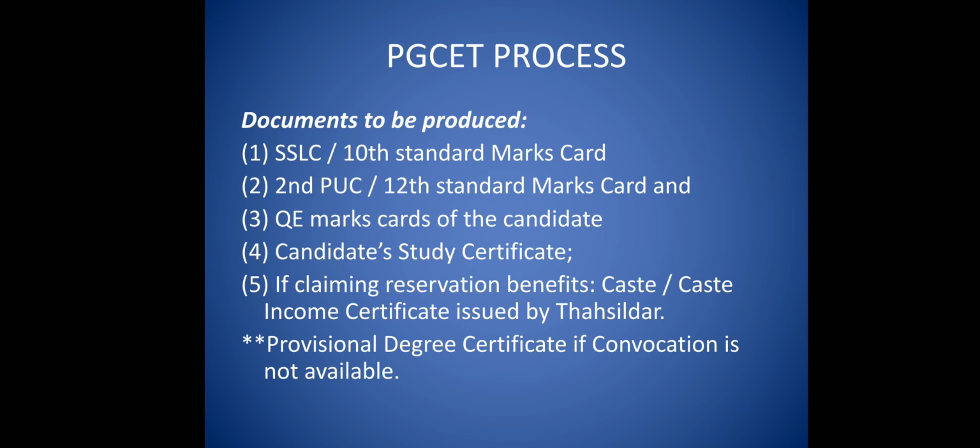Next, if you are claiming any reservation benefits, for example, you are applying for any caste reservation, OBC quota is there, general OBC is there, SC ST is there, category 1 is there, 2B, 3B, like that we have so many reservations. So if you want to claim any reservation benefit, you should have your caste cum income certificate issued by the Tahsildar, that is from the Taluk office. You should have that, and it should be valid, it should not be outdated, it should be a valid certificate that you need to keep.